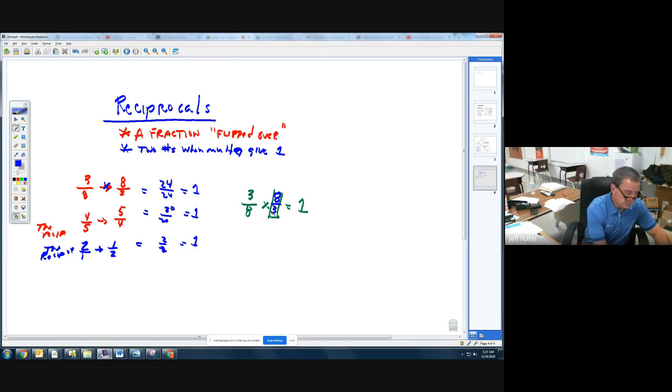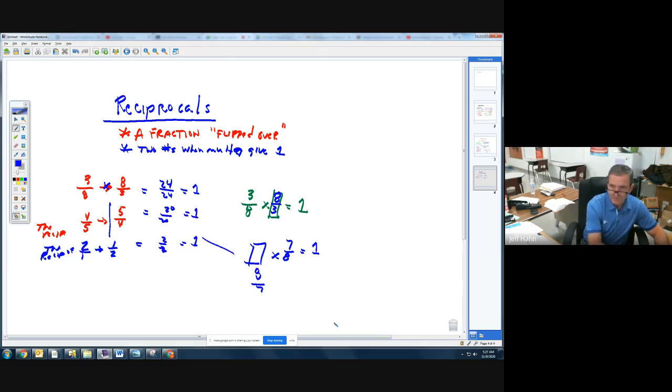Or maybe it'll look like this. They'll put a box, and they'll go times 7/8 equals 1. In which case you go, it equals 1, so that's my definition of a reciprocal. So the answer here is 8/7.